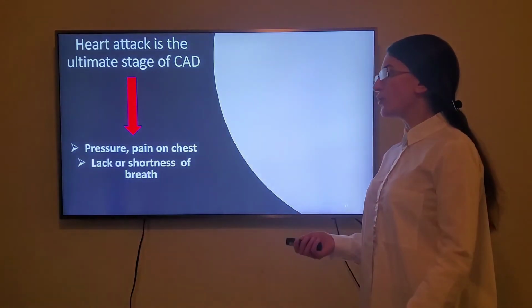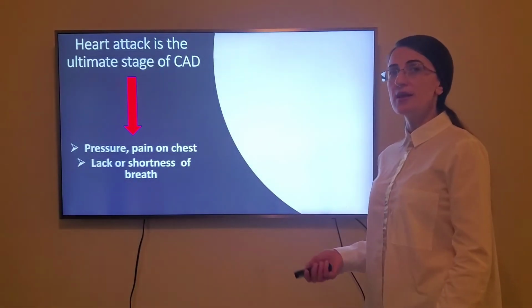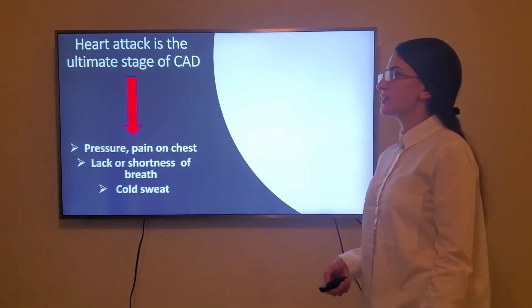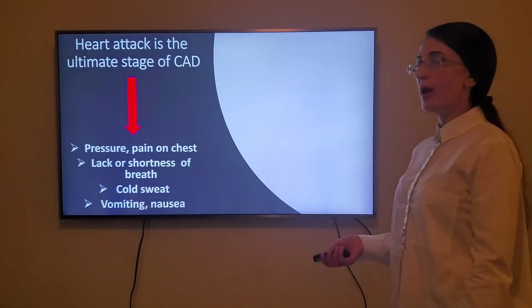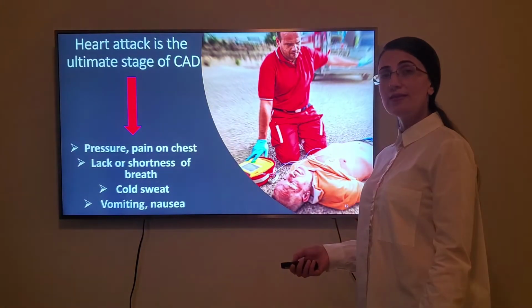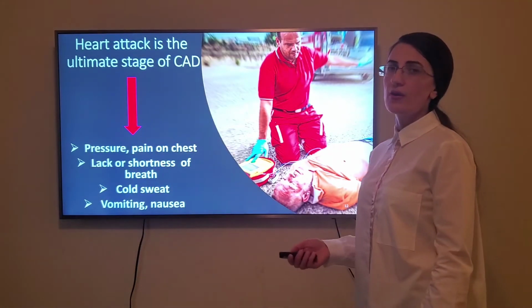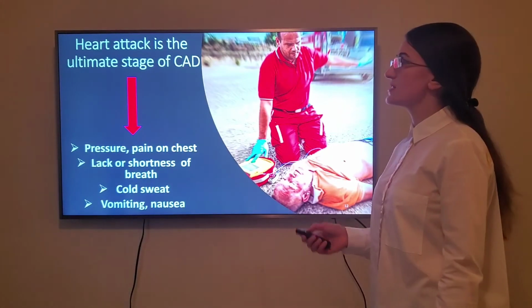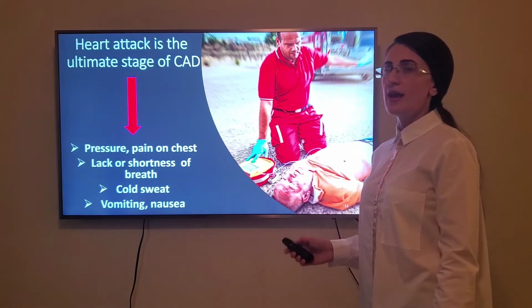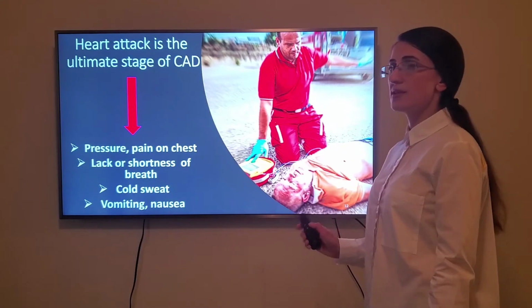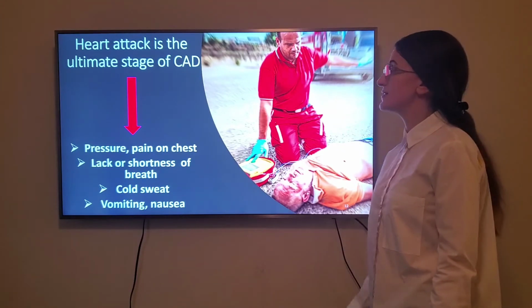They have shortness of breath. They can have cold sweating. They can have nausea and vomiting. If the patient doesn't get any medical help, he or she can die. That's why it is very serious, and the patient must get treated if they have coronary artery diseases.